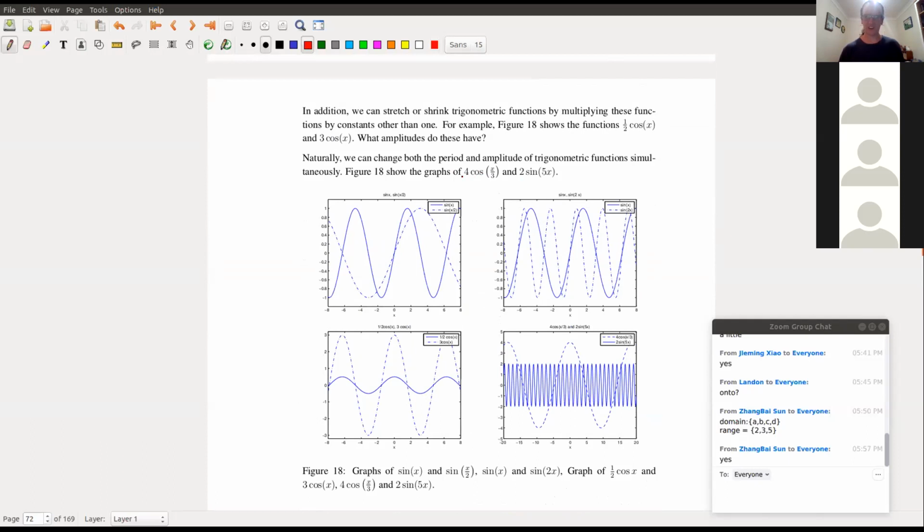Trigonometric functions, really, you've got an amplitude and a frequency, or a period is the way to think about these guys. So you can alter the amplitude or you can alter the frequency by changing this number underneath.